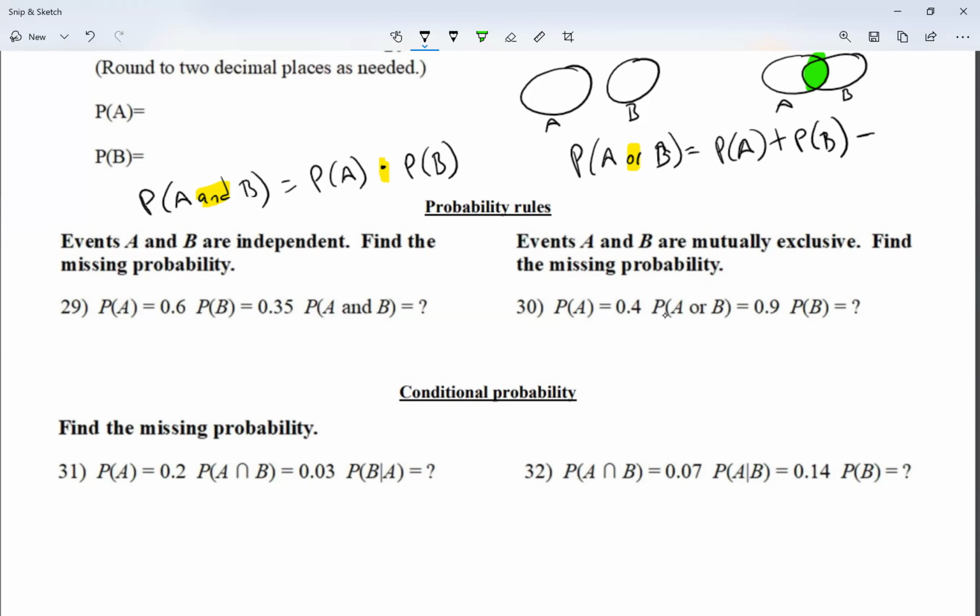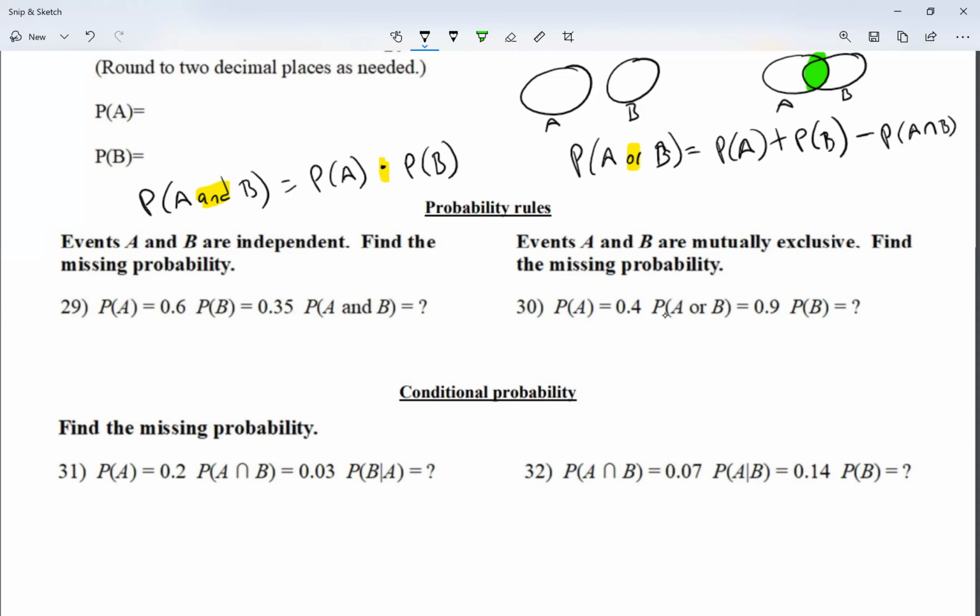So I'm going to subtract probability of A intersect B. Remember, A intersect B is the area that is in probability of A, but it's also in probability of B. So again, when we use the word and, we multiply. When we use the word or, we add. However, when they're not mutually exclusive, they overlap, so we have to subtract the overlap.